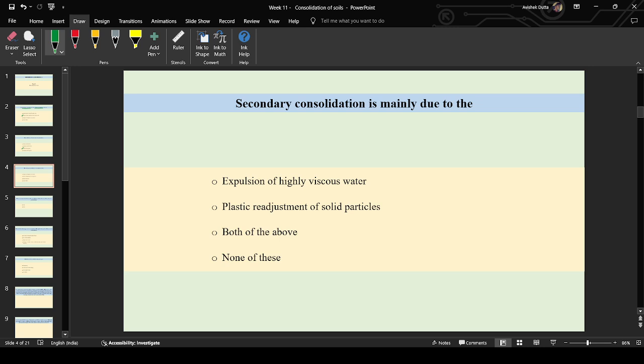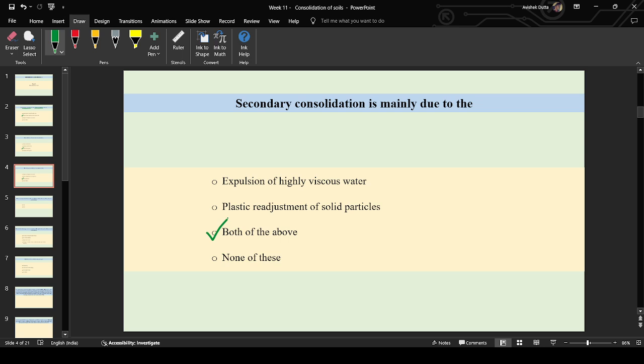Secondary consolidation is mainly due to the, what is the answer? Answer C again. Yes, very good. Expulsion of highly viscous water attached to the soil particles, and when that is expulsed, there is a permanent, plastic readjustment of soil particles. Okay, that happens in secondary consolidation.